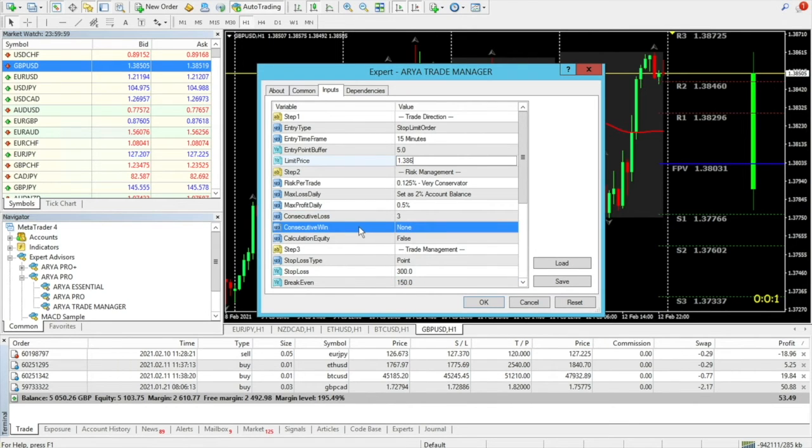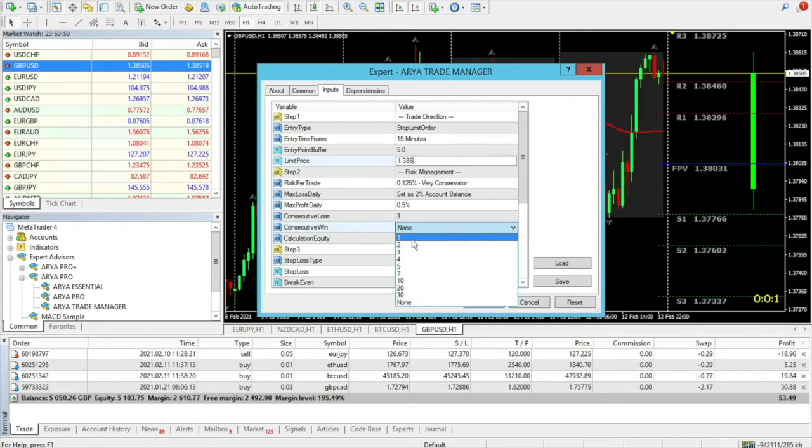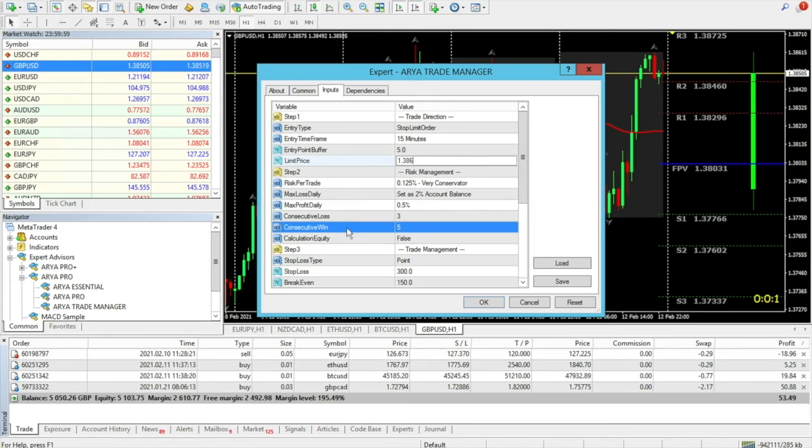In the same way, you can set the number of consecutive wins that you can have per day per asset. Choose between 1 and none, which is unlimited. Arya will stop trading the asset when 1 win is realized. Similarly, if you choose 5, Arya will stop trading after 5 consecutive wins. This parameter is designed to prevent overtrading.